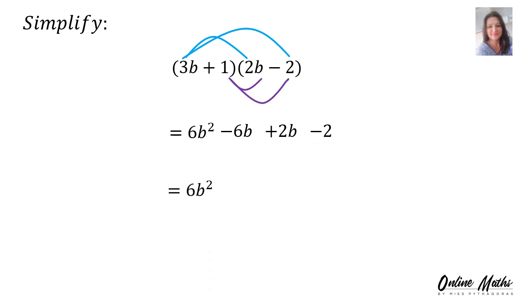And then 6b squared we write down, and we add the like terms in the middle. Negative 6b plus 2b is negative 4b, and minus 2 we write down.